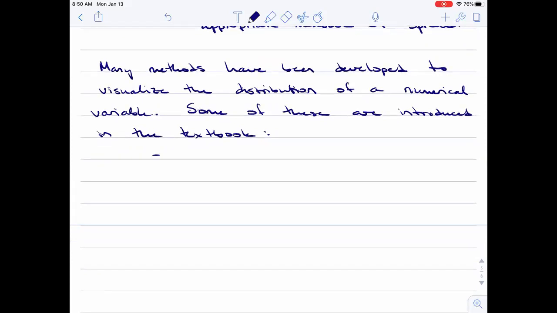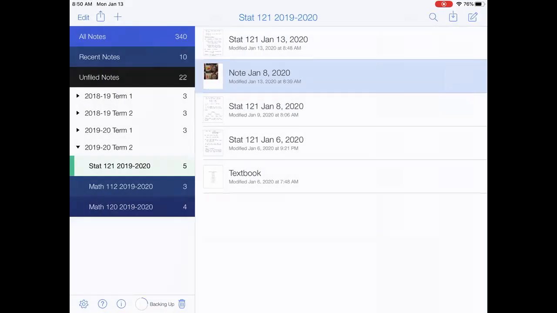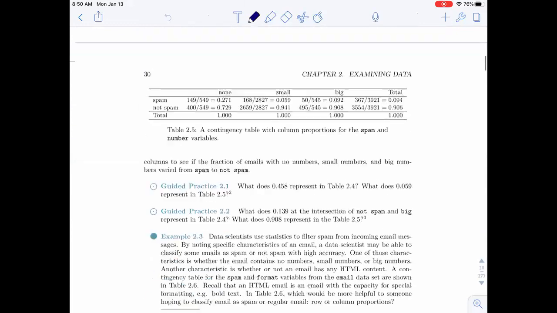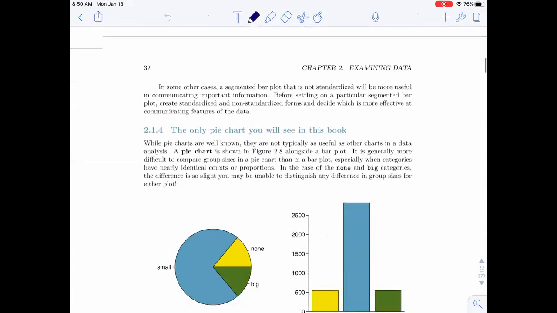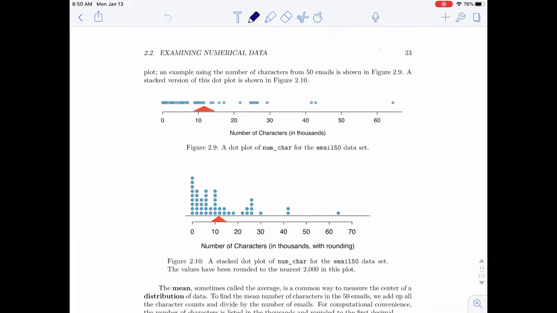There are things like a dot plot, which is where it starts. A dot plot. There's also a thing called a stacked dot plot, which I'll just show you. So here's a dot plot, right, from the textbook. So it just shows a dot for each data point. And so if we see a lot of dots, then we know we have a lot of data points there.